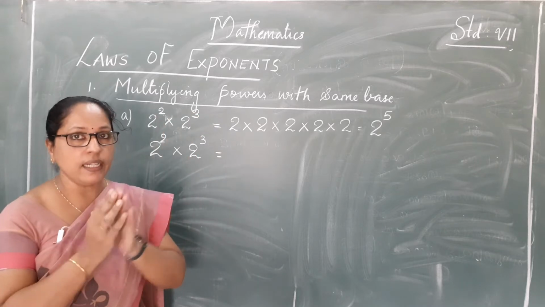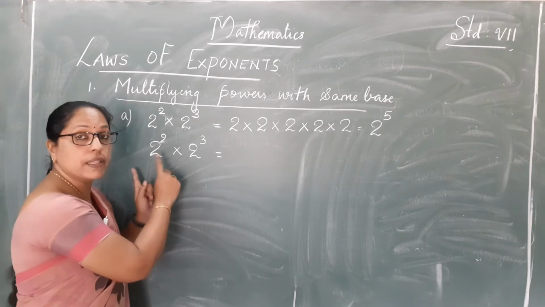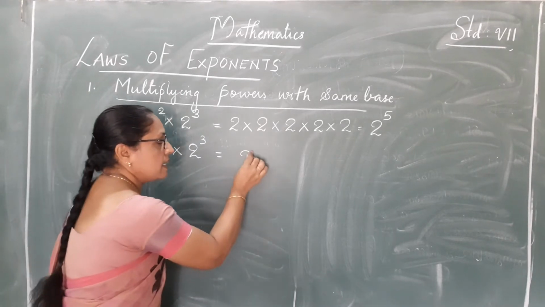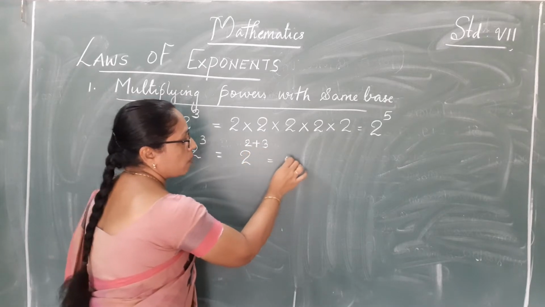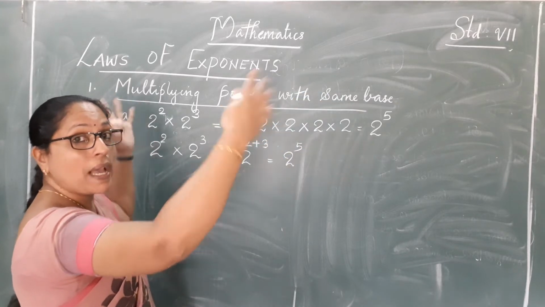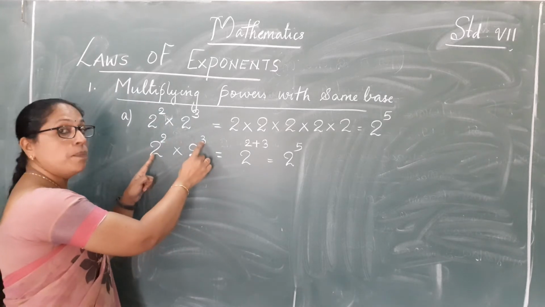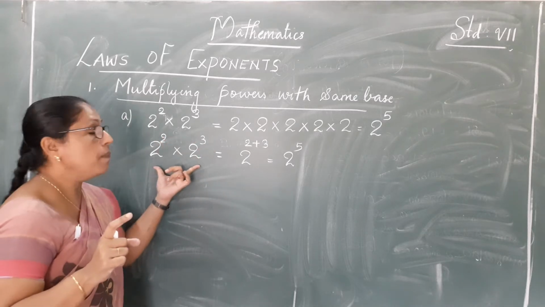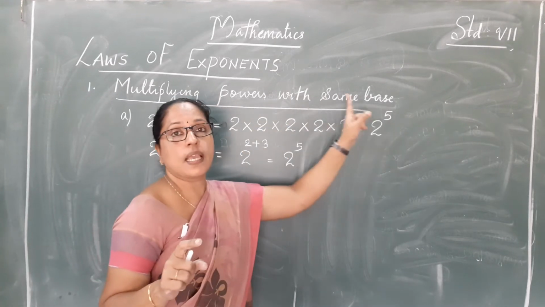So the short method of solving this problem is, when the bases are the same, just write the base and add the powers. 2 raised to 2 plus 3, which is equal to 2 raised to 5. We don't have to go for the lengthy expanding method. Just make it precise and short. Just add the powers only, and there is a condition: this can be done only when the bases are the same. That's why this law is known as multiplying powers with the same base.